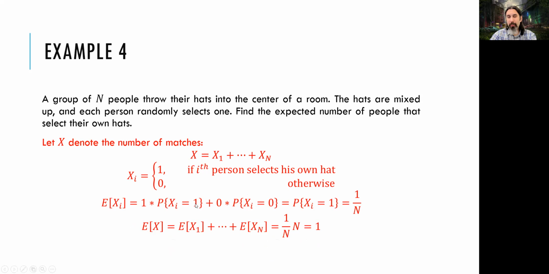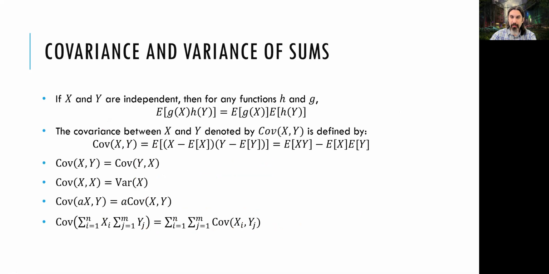Now, for any person to select his own hat, the probability is 1 over n. So I have n random variables. They all have the same expected value, 1 over n, so their total expected value is going to be n times 1 over n. It's going to be 1. So we are expecting just one person to pick his own hat. Just one person.